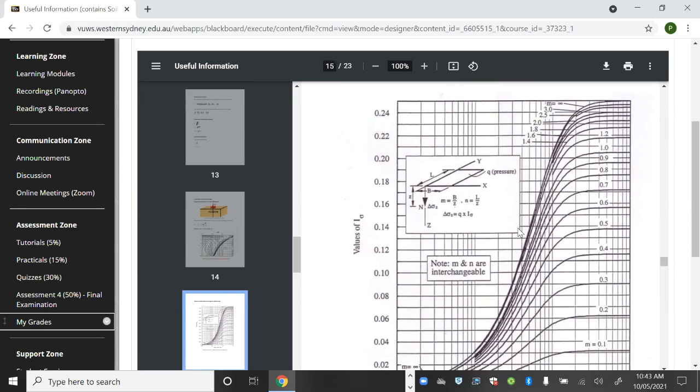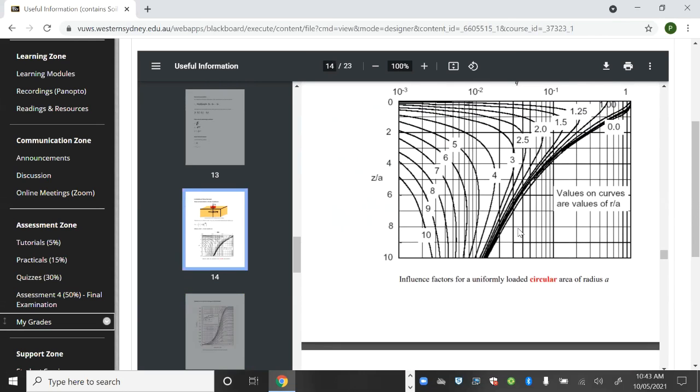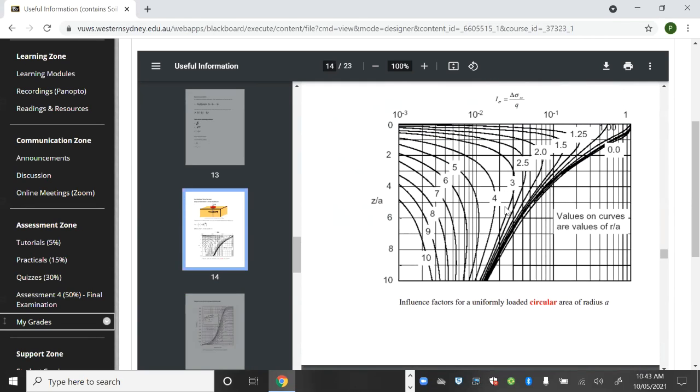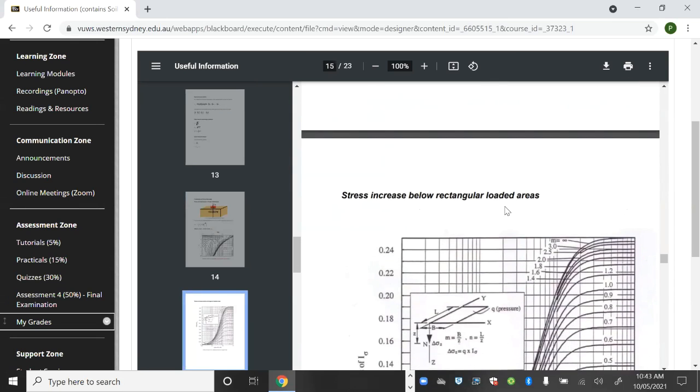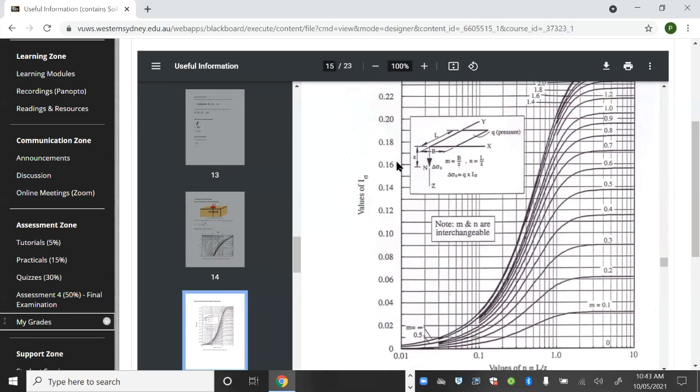How about the chart above, sir? Oh, okay, that's good as well. This one is only for the circular loading case, and this one is for rectangular loading. This one probably won't be provided, but you can find it in our view set. Use this one to calculate stress increase.